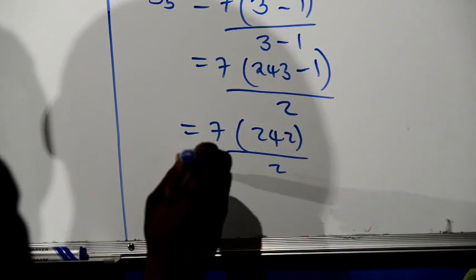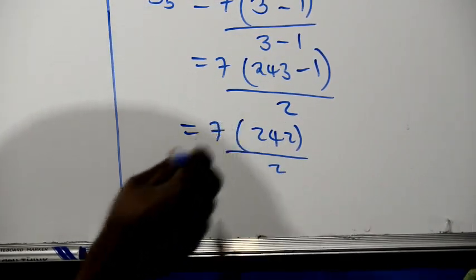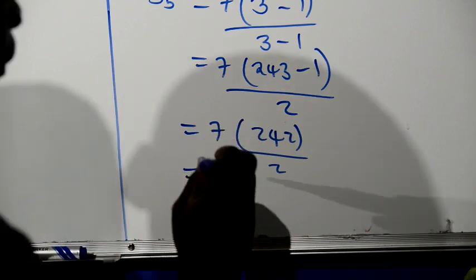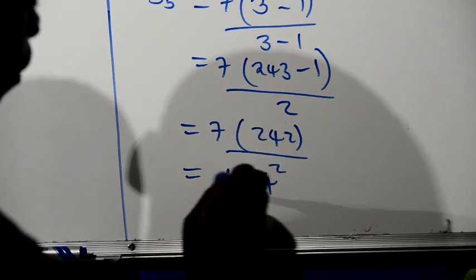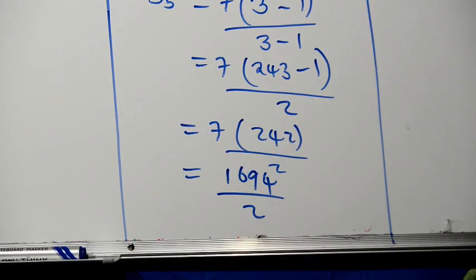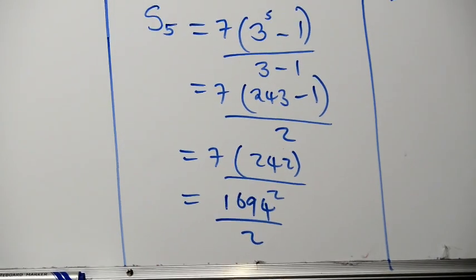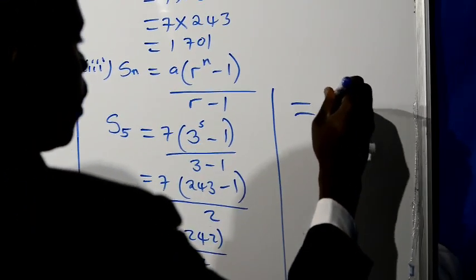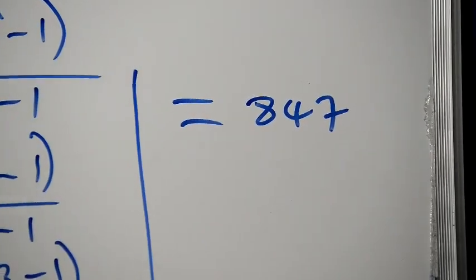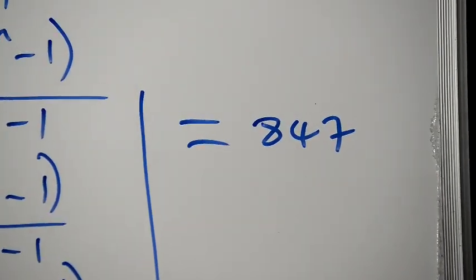Divided by 2. So we multiply 7 by 242. 7 multiplied by 242, the result will be 1,694. Then divide by 2. So next we divide 1,694 by 2. The result will be 847. So that is how we solve that question. It ends there.